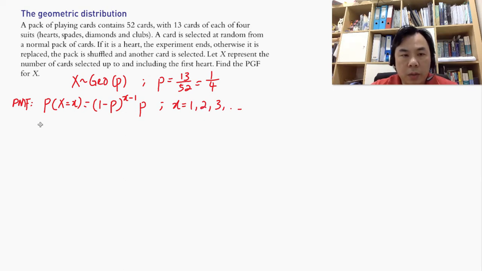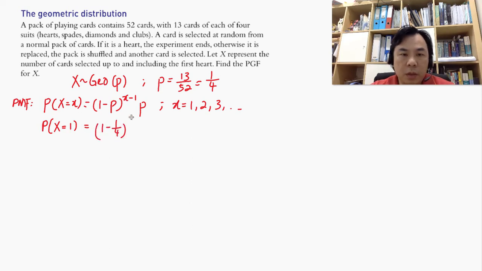Now, therefore, you can calculate the individual probabilities for all these discrete random variable values of x. Take for instance, if you are interested in finding out the chance of getting the heart straight away through the first selection, right? So that would be 1 minus 1 over 4 here.